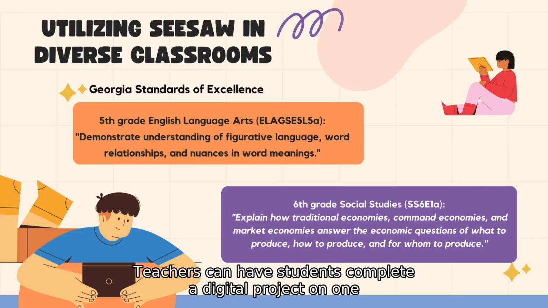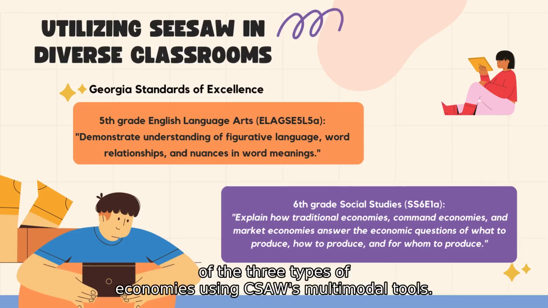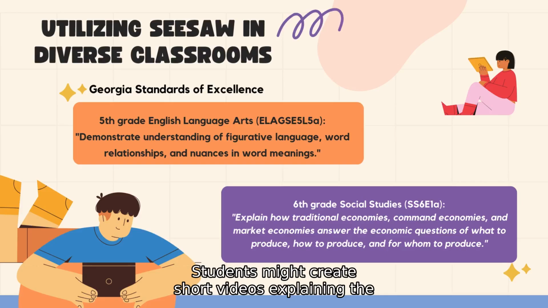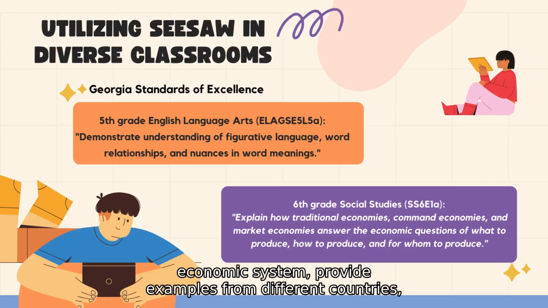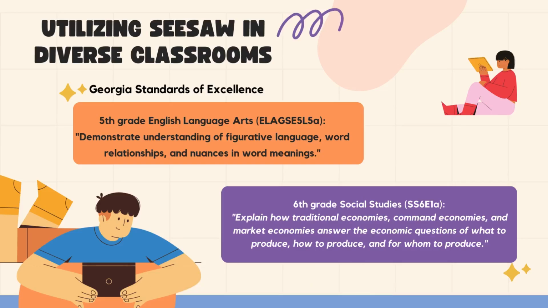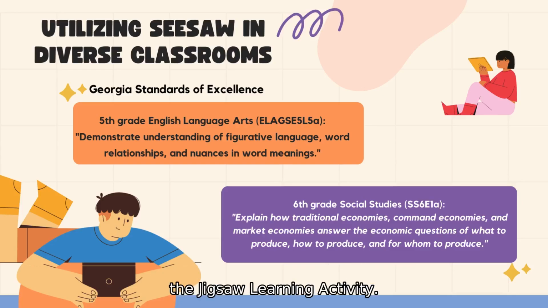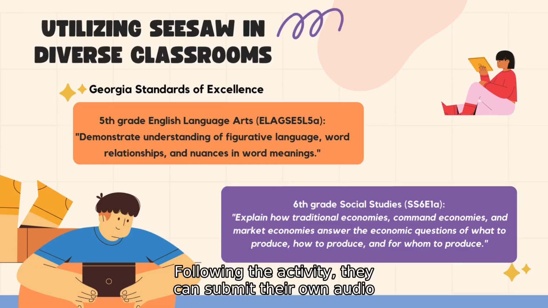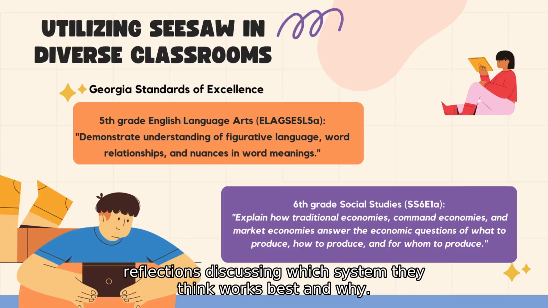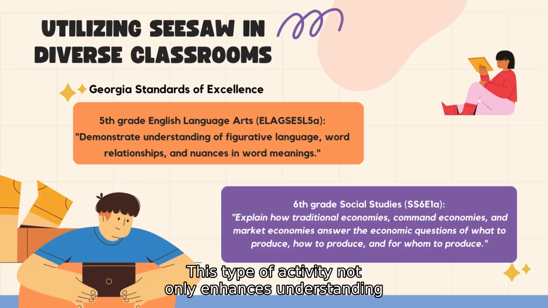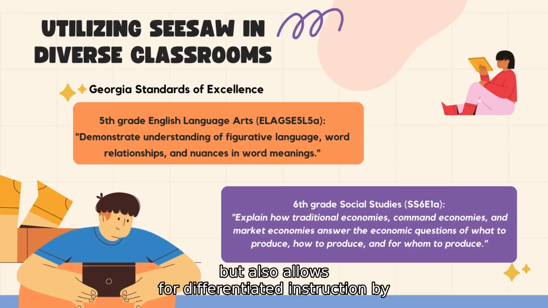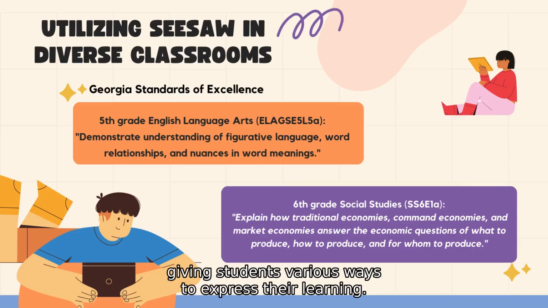Teachers can have students complete a digital project on one of the 3 types of economies using Seesaw's multimodal tools. Students might create short videos explaining the economic system, provide examples from different countries, or compare them using a Venn diagram in the app for the Jigsaw learning activity. Following the activity, they can submit their own audio reflections discussing which system they think works best and why. This type of activity not only enhances understanding of economic principles, but also allows for differentiated instruction by giving students various ways to express their learning.